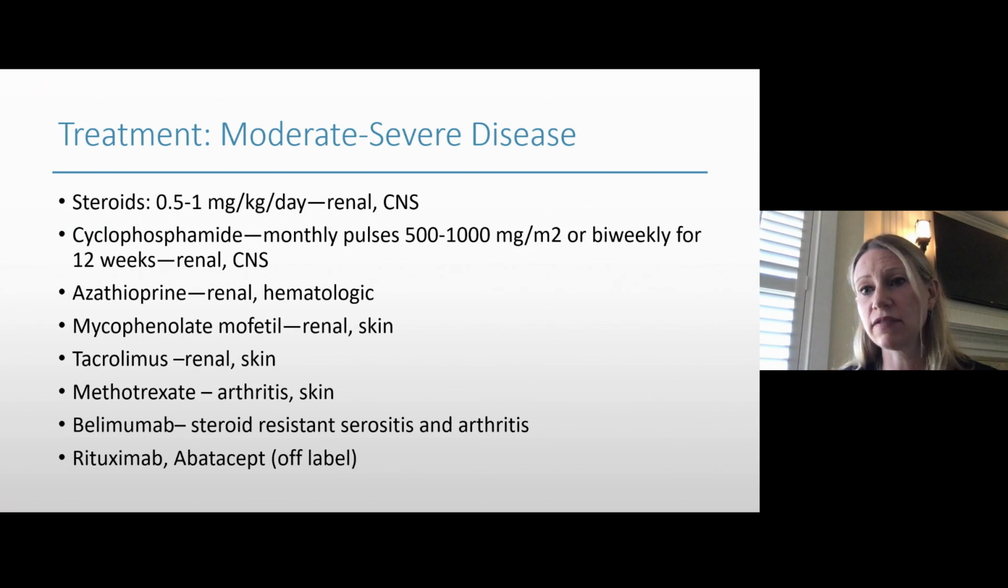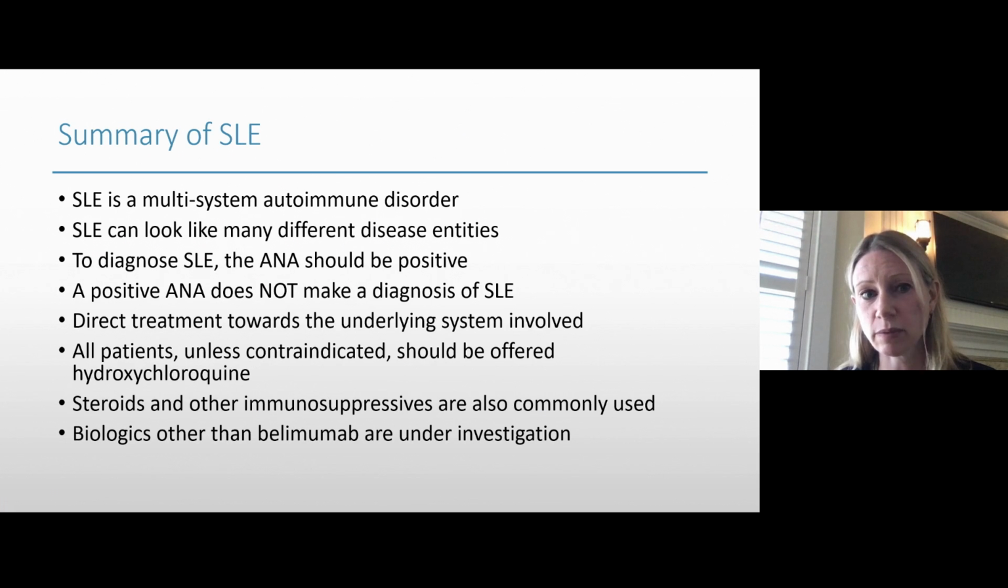For moderate to severe disease, we start to think about other agents, including higher doses of steroids, particularly for renal or CNS involvement, cyclophosphamide, which has several different dosing regimens, again, for renal or CNS involvement, azathioprine, mycophenolate mofetil. Both of these are used for renal disease, hematologic and skin disease as well, tacrolimus, methotrexate, and then belimumab, particularly for steroid-resistant serositis and arthritis, and rituximab and abatacept are used off-label as well.